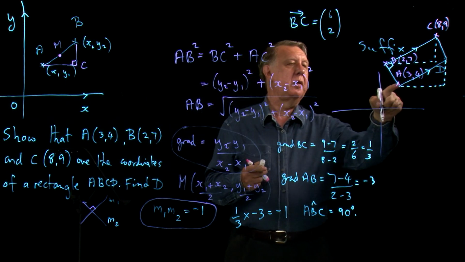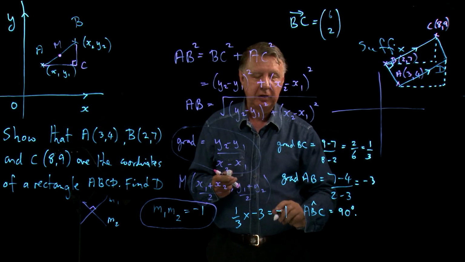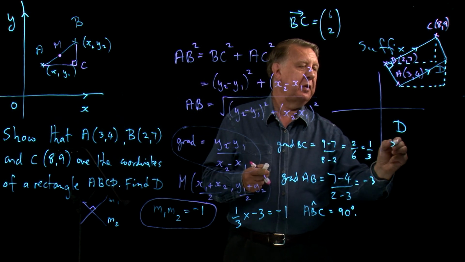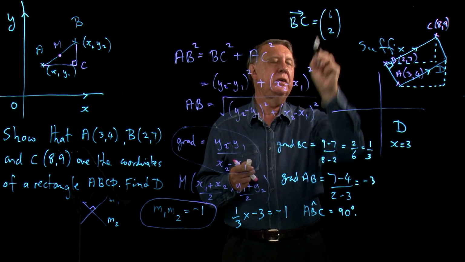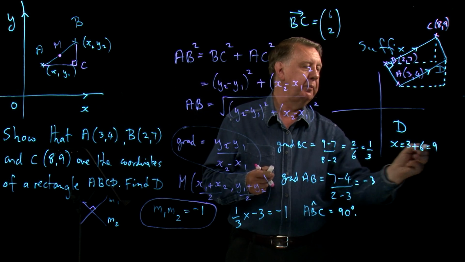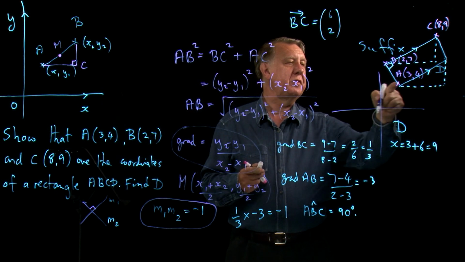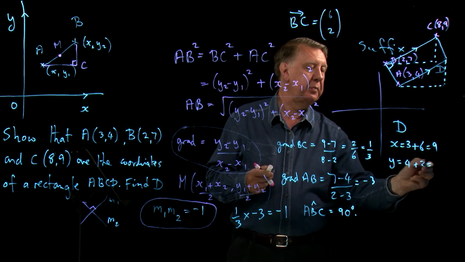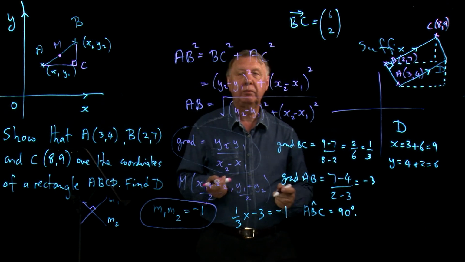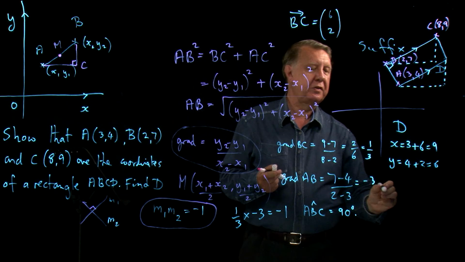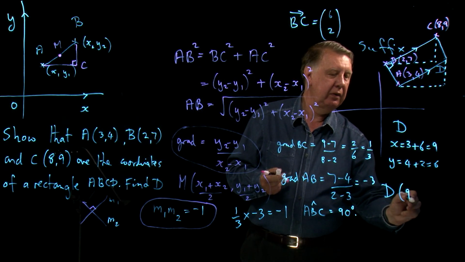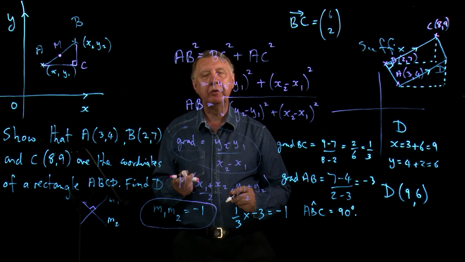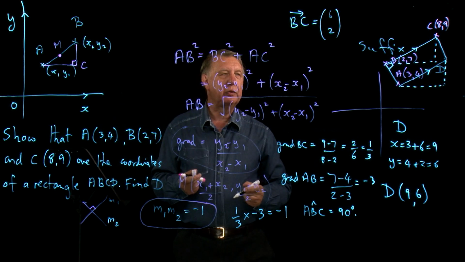Where am I starting? I'm starting at the point (3, 4). So let's try to find D then. For the x coordinate, I'm starting at 3 and I'm going along 6. I get to 9. The y coordinate, I'm starting at 4, I'm going up 2, takes me to 6. And I've done it. Virtually no work at all, and D is the point (9, 6). Okay, so that's the complete solution to that sort of question.